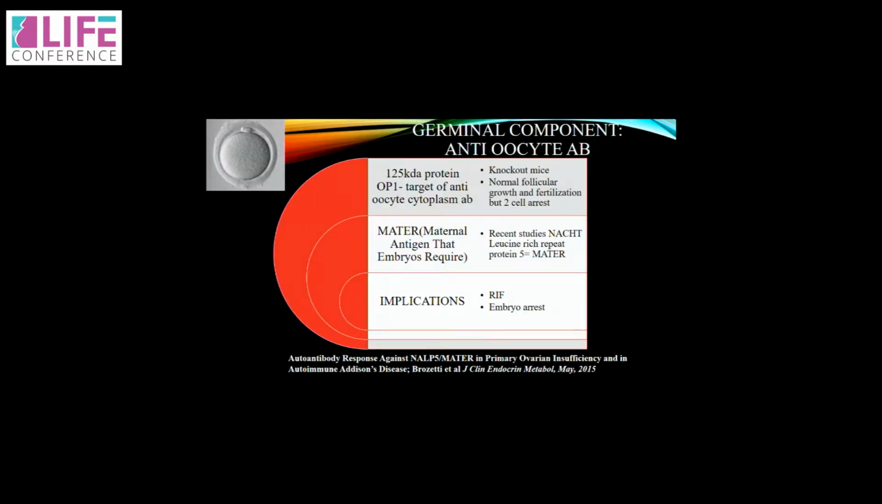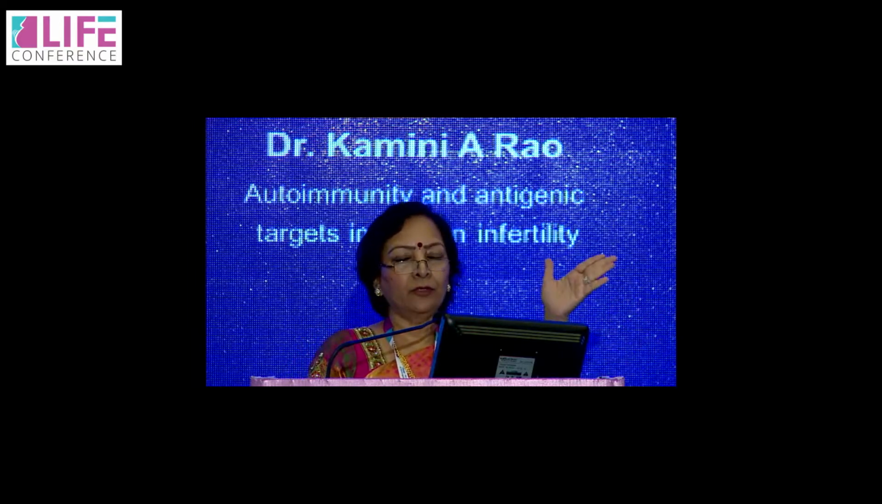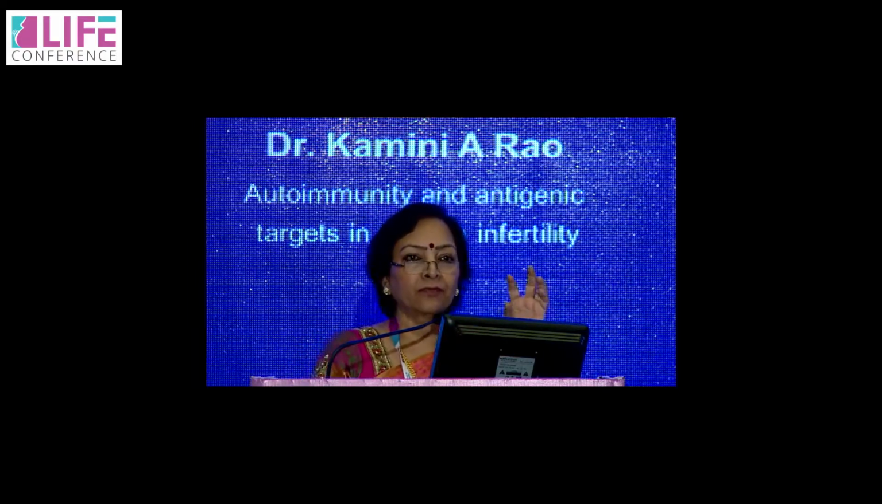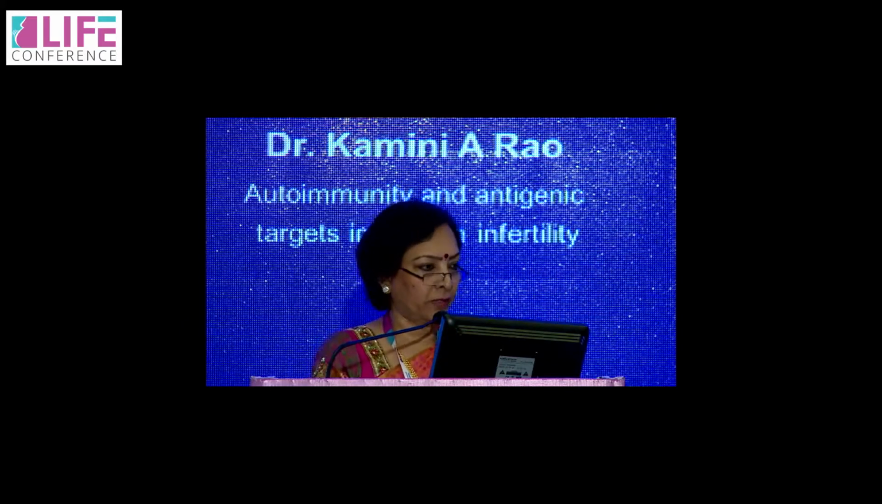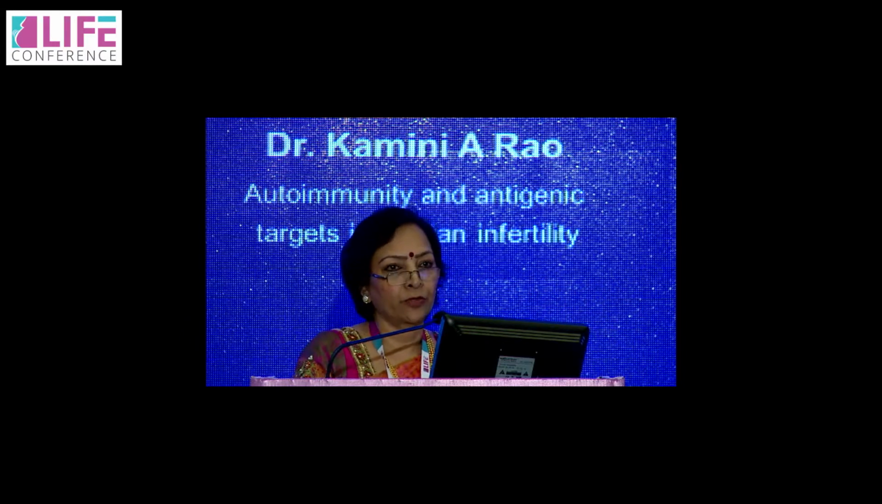So what would be the germinal component, which is very, very important? The anti-oocyte antibody. The 125 kilodalton protein is important in the murine specimen, the knockout mice, where normal follicular development, growth and fertilization occur, but it arrests at a 2-cell stage. How often have we been confounded that you have very good fertilization, but then you have a 2 or 4-cell arrest, and then that embryo does not go further? So are we looking at an anti-oocyte antibody here, which does not allow it to continue further?